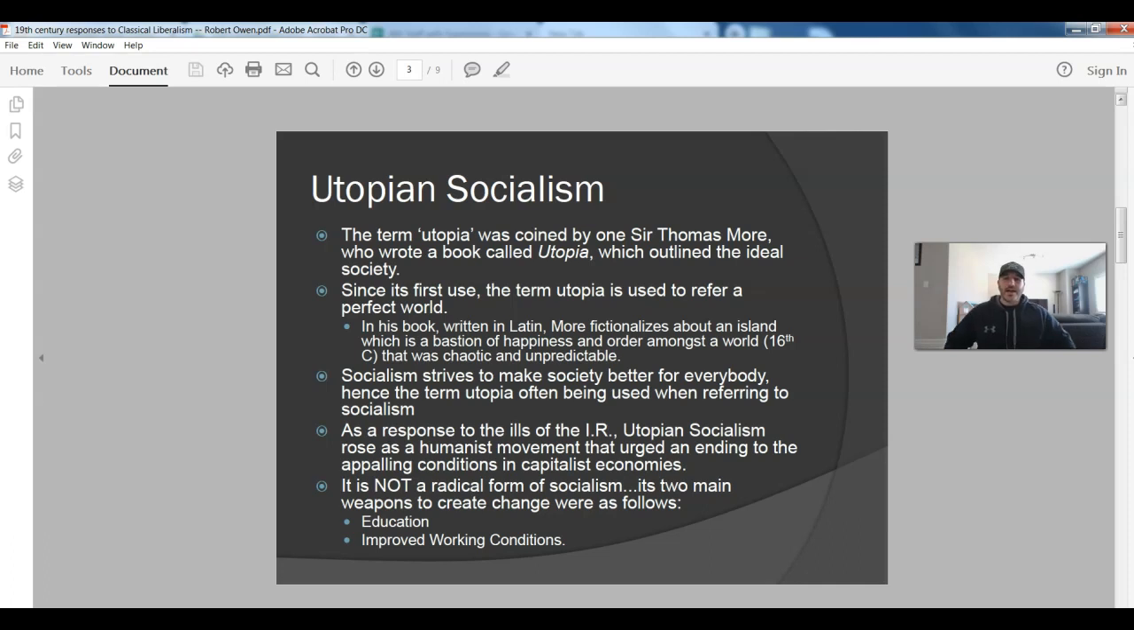So as it says on the slide, socialism strives to make society better for everybody. And the main way, guys, that it does this is through, number one, we educate people, and we'll see Robert Owen actually put this into practice as he started the first kindergarten in the United Kingdom. And the second thing that we see with utopian socialism is the improvement of working conditions. And we will also see that with Robert Owen, who is considered to be the father of utopian socialism. So it should be stressed that utopian socialism is not a radical form of socialism. It does not look to spill blood. It does not look to kill the bourgeoisie, as we see with Karl Marx and Frederick Engels.